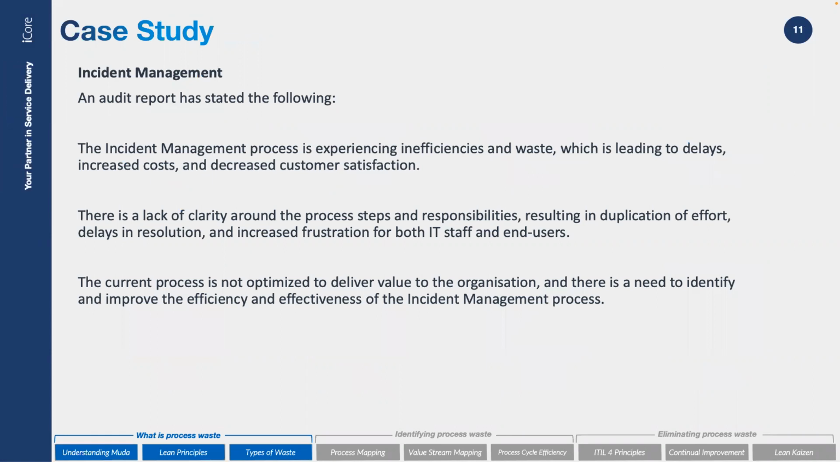So now we've got the majority of the theory done, which I'm sure you'll be happy to know. What I am going to do, though, is have a look into the case study. Throughout the rest of this session, we're going to talk about incident management. The input for what we're doing is this case study. An audit report has stated the following. The incident management process is experiencing inefficiencies and waste, which is leading to delays, increased costs, and decreased customer satisfaction.